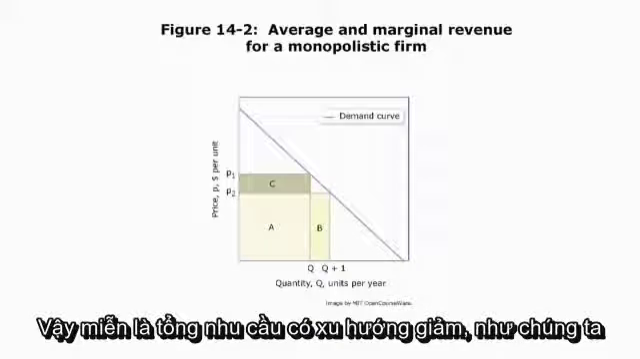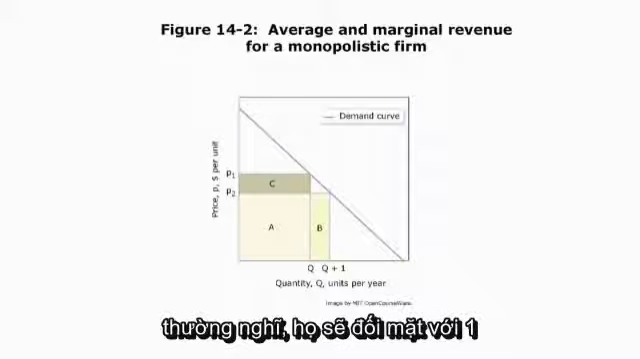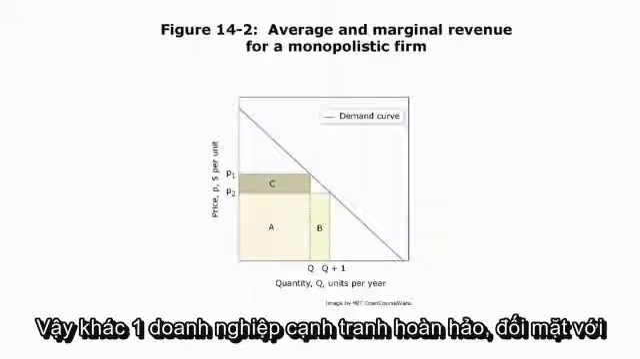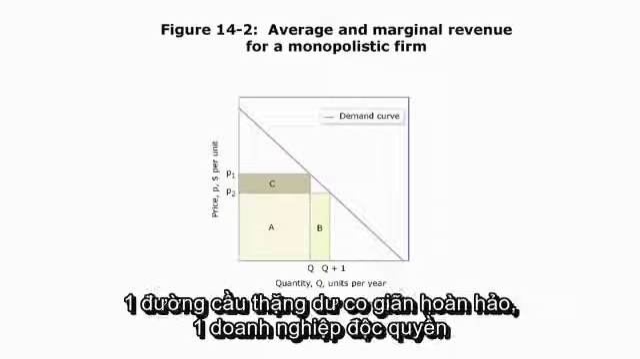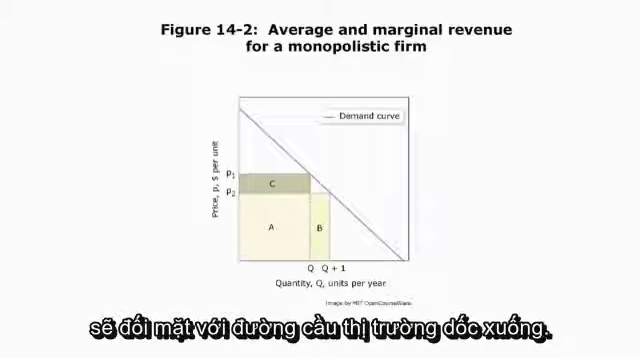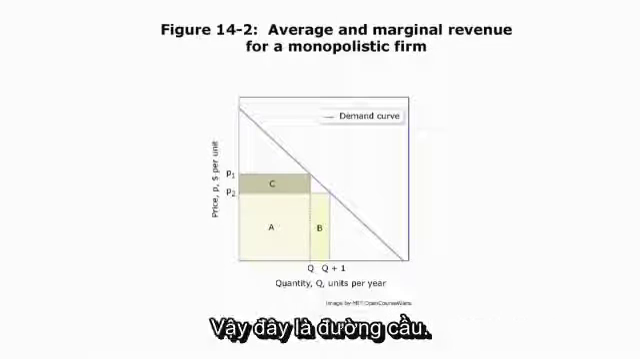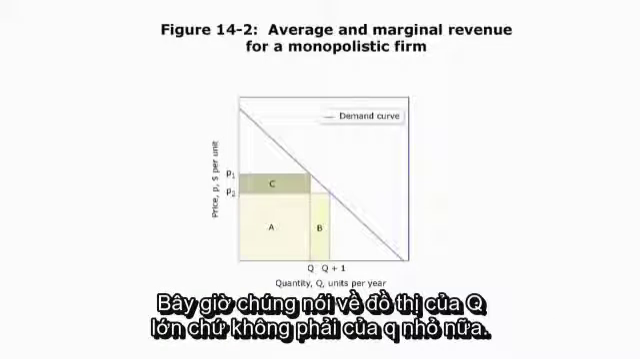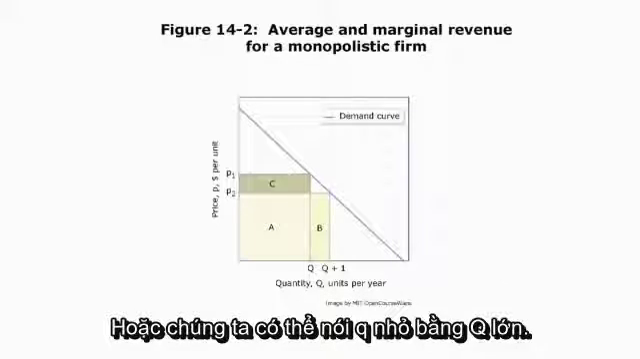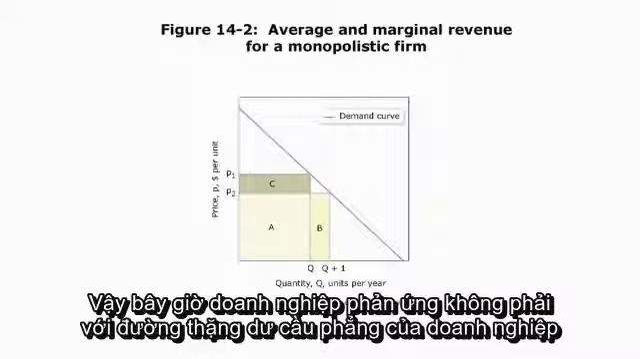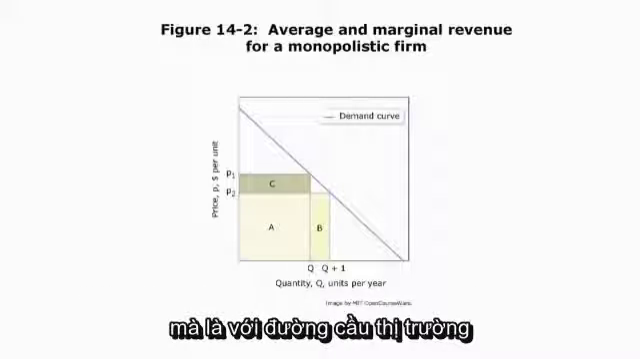So as long as total demand is downward sloping, as we typically think it is, then they'll face a downward sloping demand curve. So unlike a perfectly competitive firm, which faces a perfectly elastic residual demand curve, a monopoly firm will face a downward sloping market demand curve. They face the entire market demand curve. So this is the demand curve. Now we're talking about big Qs, not little q's anymore. Or we could say little q equals big Q. There's only one firm, so little q and big Q are the same. So now the firm reacts not to its flat residual demand curve, but to the downward sloping market demand curve.